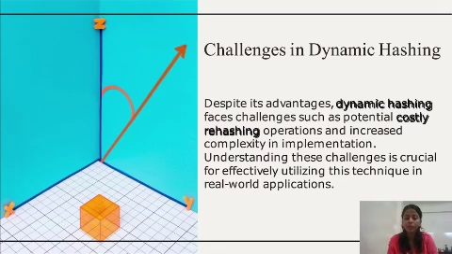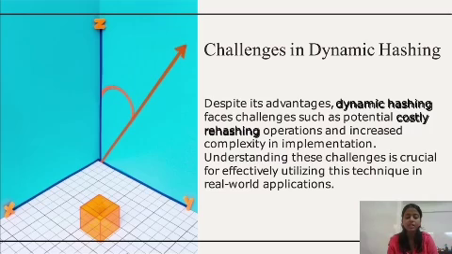First one is increased complexity. Dynamic hashing techniques such as extendible and linear hashing are more complex to implement compared to static hashing. Managing bucket splits, merges, and rehashing requires sophisticated logic and additional data structures, such as directories or metadata to keep track of changes.